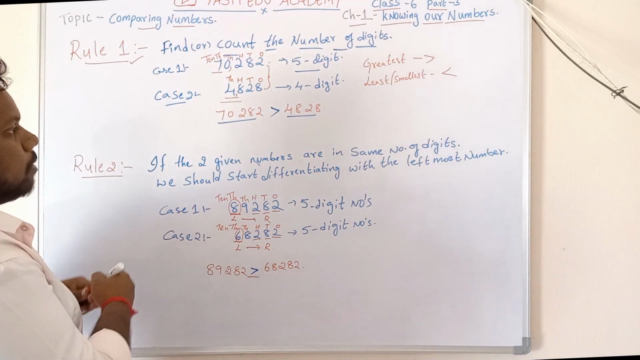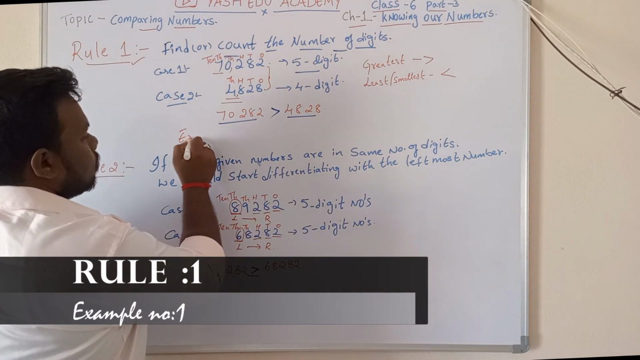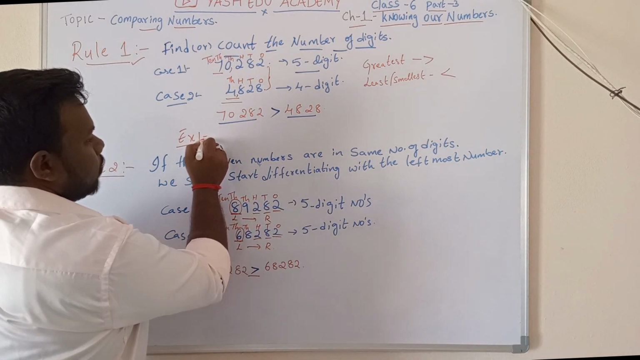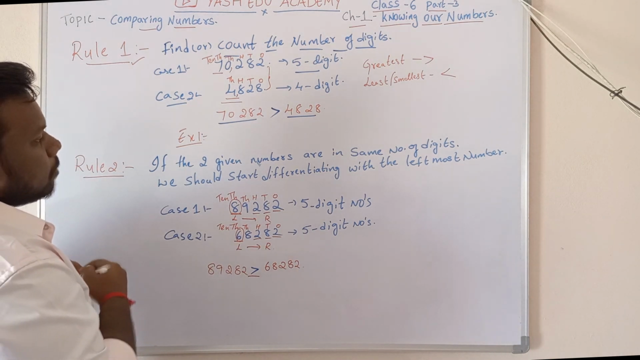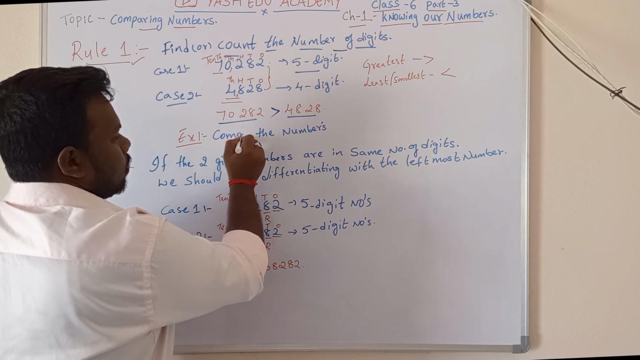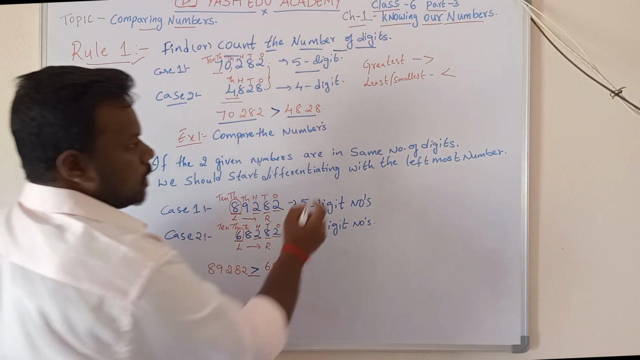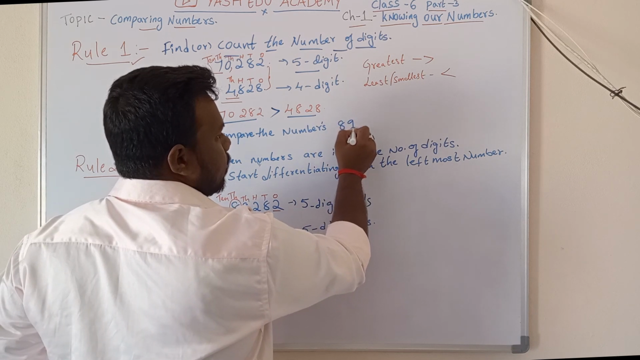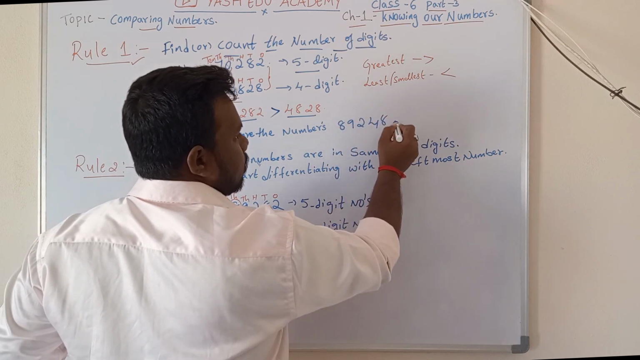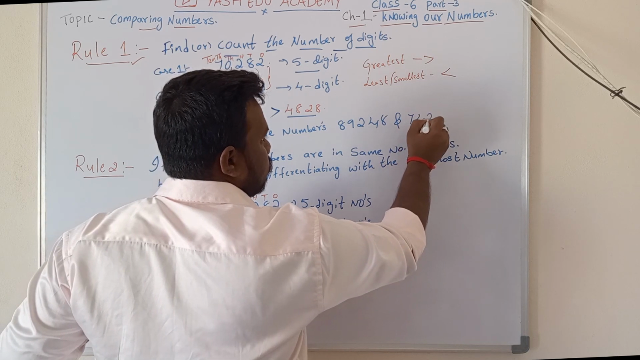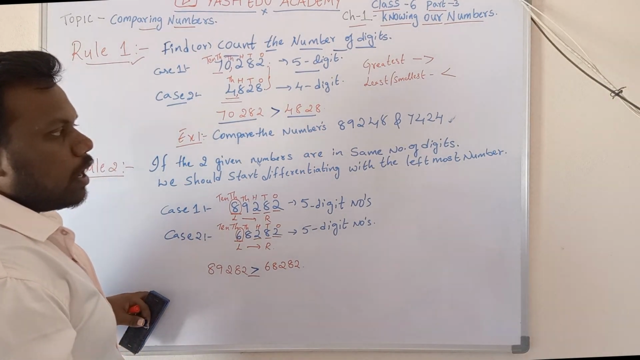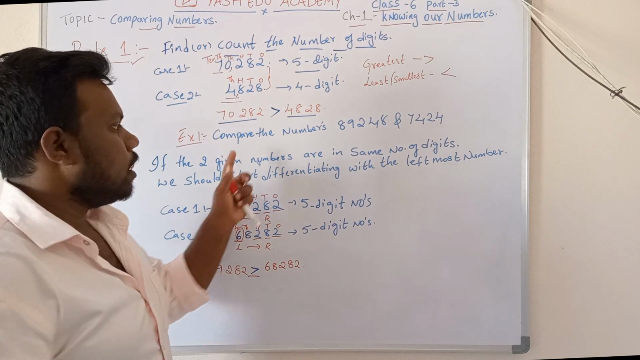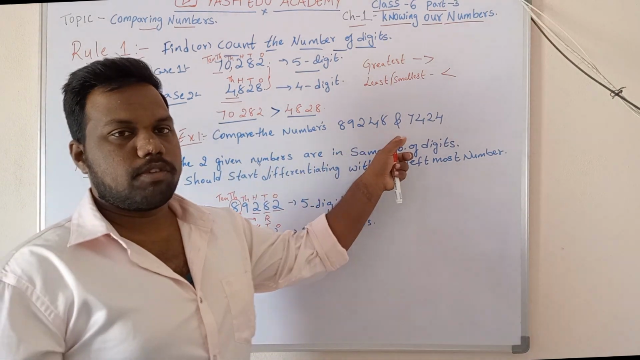Okay, for example, this is example number 1 for rule number 1. Now I am taking, compare the numbers 89248 and 7424. Okay, compare the numbers 89248 and 7424. The question comes as compare the numbers 89248 and 74248.